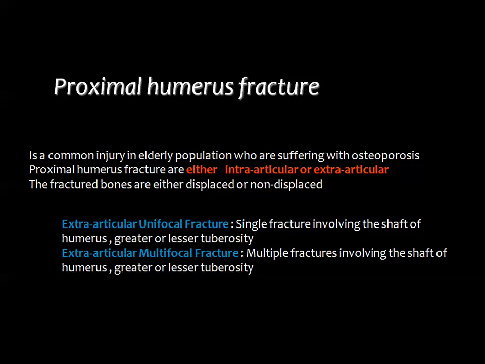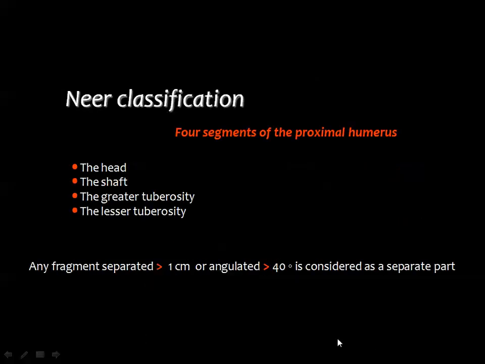Then proximal humeral fractures may be classified into extra-articular fractures, which do not involve the articular surface of the humerus, and intra-articular fractures. These fractures may be unifocal, meaning a single fracture involving the shaft of the humerus, the greater or lesser tuberosity, or multifocal involving the humerus, the greater and the lesser tuberosity.